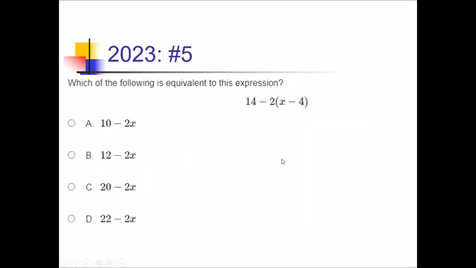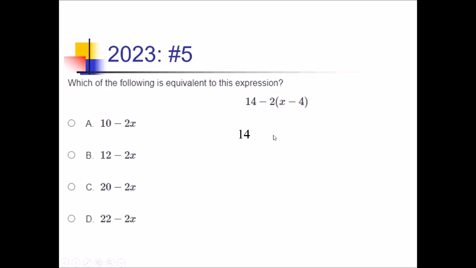For this problem, we want an expression that is equivalent to this one. So this is kind of the reverse of the first question where they gave you something and you had to factor it. This is already kind of factored and we have to multiply it back out. So the 14 initially is going to stay the same. We need to distribute this -2 to the parentheses.